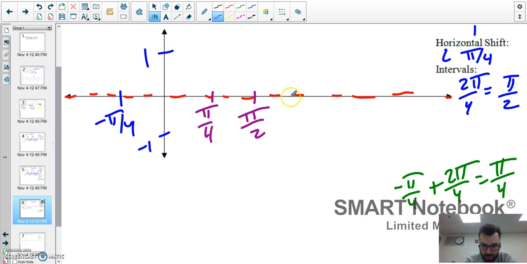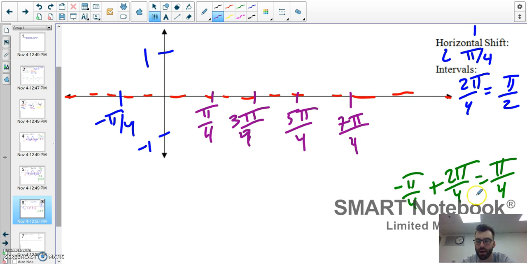I apologize, I'm not adding pi over 4, I'm adding pi over 2. So if I add 2 pi over 4 again, I get 5 pi over 4. Add 2 pi over 4 again, I get 7 pi over 4. Okay, I'm adding 2 pi over 4 every single time.